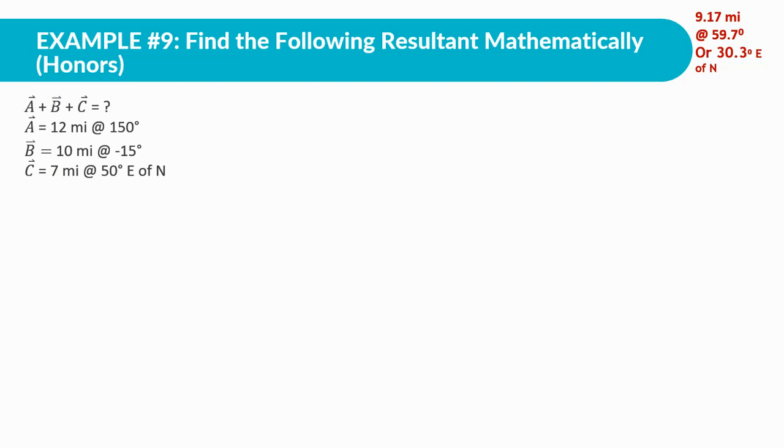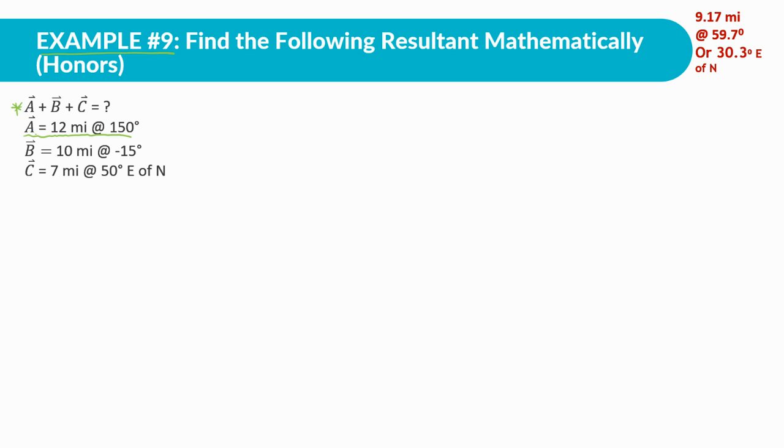Hi everyone, let's look at this exam problem. Example number 9, find the following resultant vector mathematically. Simple problem, we're just adding everything. Well, I should say simple, but it's actually going to take a little while. We're just adding A, B, and C.